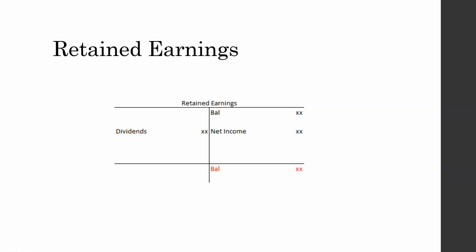Finally, the retained earnings account will always show the beginning balance throughout the whole year. The retained earnings account only gets updated at the end of the year during the closing process.